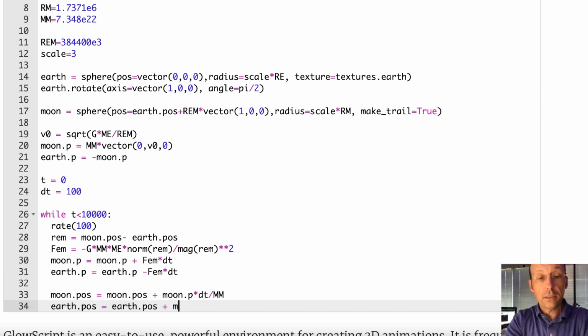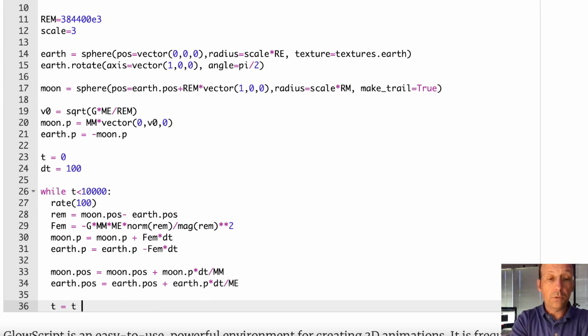Earth.pos plus earth.p times dt divided by mass of the earth. Now I need to update time. T equals t plus dt, and I think we're ready to run. I didn't even save it. Let's save it.